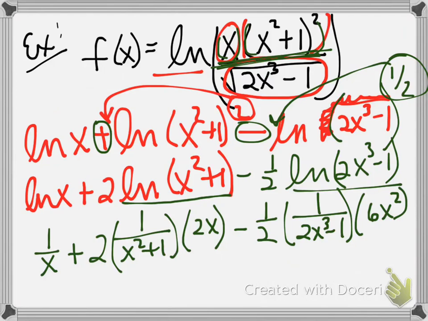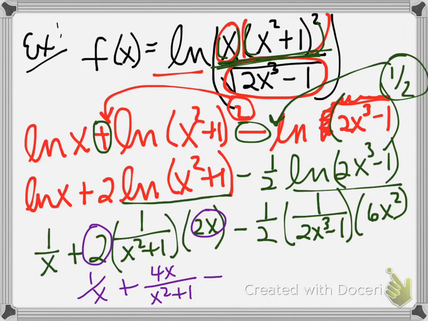So I'm going to go through and I'm going to simplify this a little bit. So I've got 1 over x plus this 2 and this 2x can combine to be 4x over x squared plus 1 minus, on this side the 2 cancels with the 6 and makes that 3.